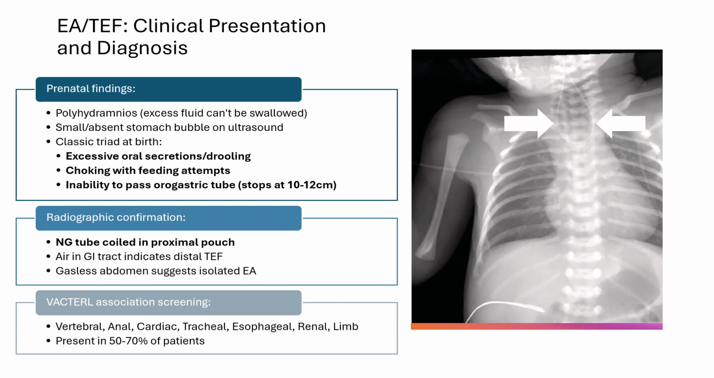Understanding VACTERL screening is essential because 50 to 70% of these infants have associated anomalies. The acronym covers vertebral, anal, cardiac, tracheal, esophageal, renal, and limb defects. Cardiac anomalies occur in about 30% and may influence your surgical approach. The key insight is that EA and TEF rarely occur in isolation.